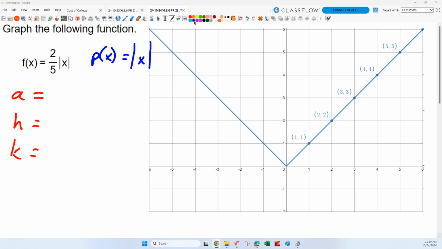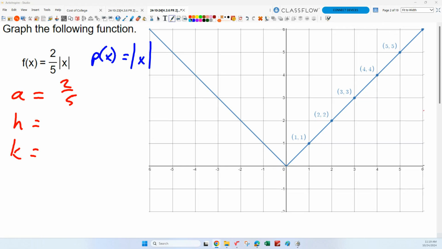Good. So what is the value of a then for this function? 2/5. Okay, so a is 2/5, pretty obviously. Show me with your hands, everybody, what's the value of h? Okay, so I'm seeing a couple, is it 1 or 0? I'm seeing 2 different values. It's 0. Yeah, it's 0.